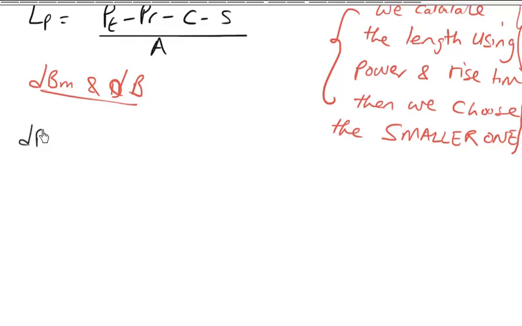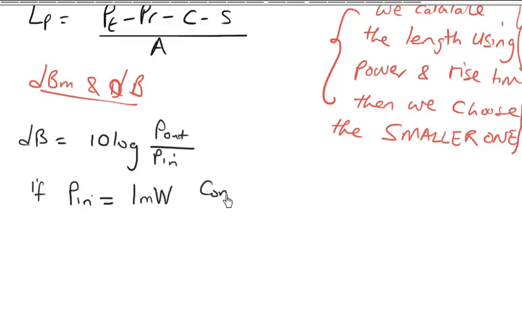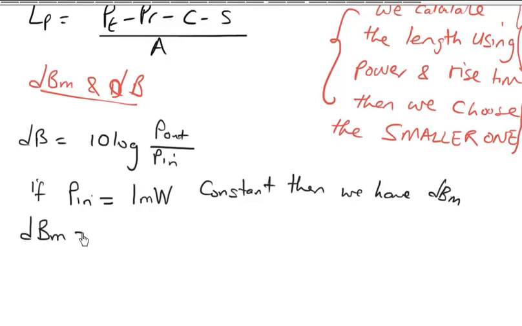Now we know dB is just 10 log of P out over P in, right? Now, if P in is equal to 1 milliwatt constant, then we have dBm. So dBm is equal to 10 log P out over 1 milliwatt. So we set the P in to be 1 milliwatt.